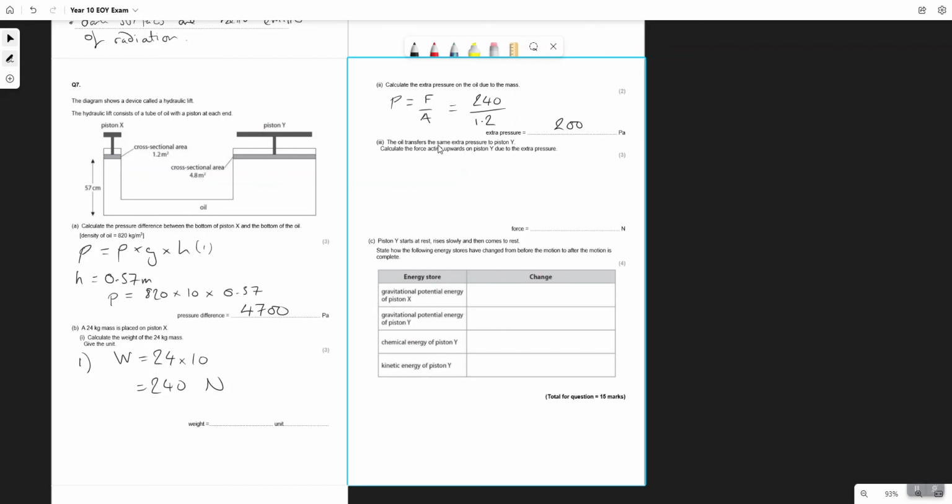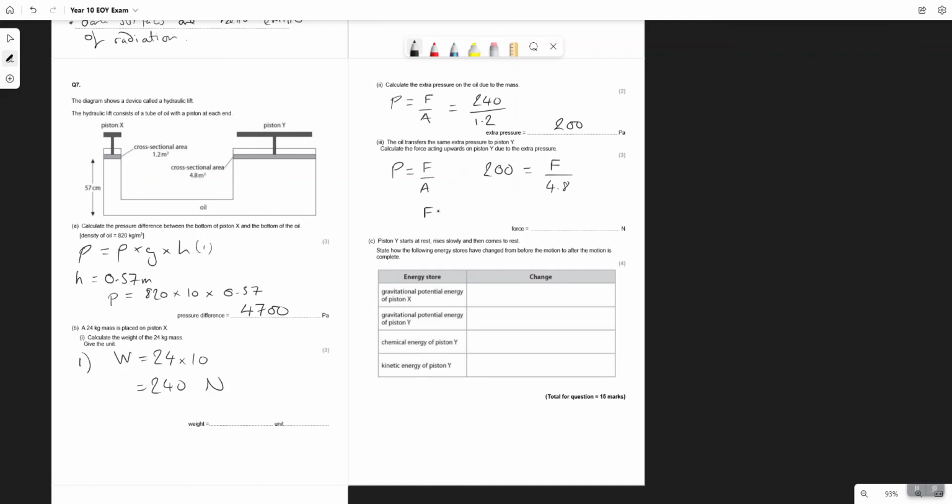The oil transfers the same extra pressure to piston Y. Calculate the force acting upwards on piston Y due to the extra pressure. Okay, so here we've got to again substitute: pressure is equal to force over area. We've got an extra pressure, so it's this number that we're using here. So we've got 200 is equal to force over area, and the area here is 4.8 meters squared.